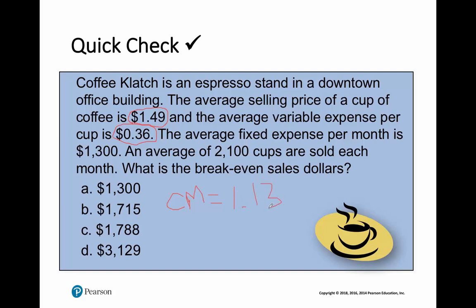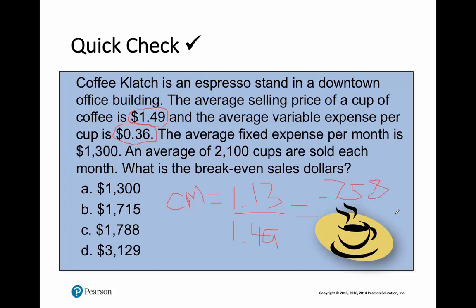$1.13. From there, we need our CM ratio, so we divide that by our $1.49 again. So our contribution margin, $1.13, divided by our $1.49 selling price. Bear with me here, writing in real life is hard enough, let alone on a computer. What that equals is our CM ratio, 0.758, that is wonderful right there.